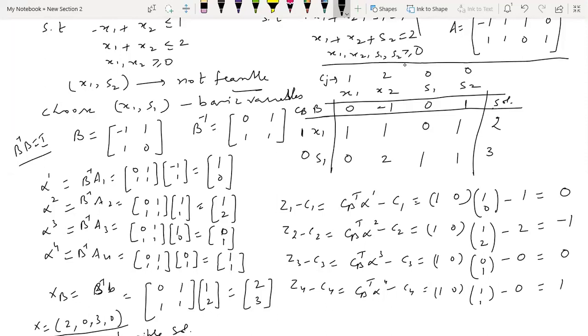So now we have our required simplex table, and what is the objective function value? I write here. So the objective function value is my cb transpose into XB. So what is XB here? XB is 2, 3. So this is equal to 1, 0 multiplied with 2, 3. So this value comes out to be equal to 2. So the Z value comes out to be equal to 2. Okay. So this is my present objective function value.